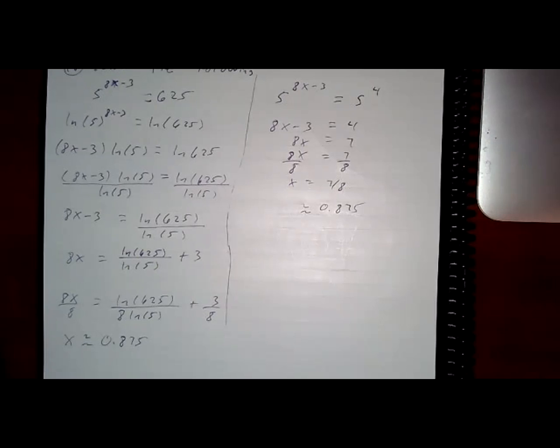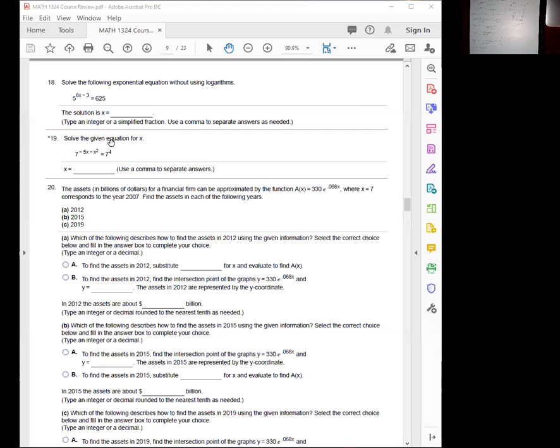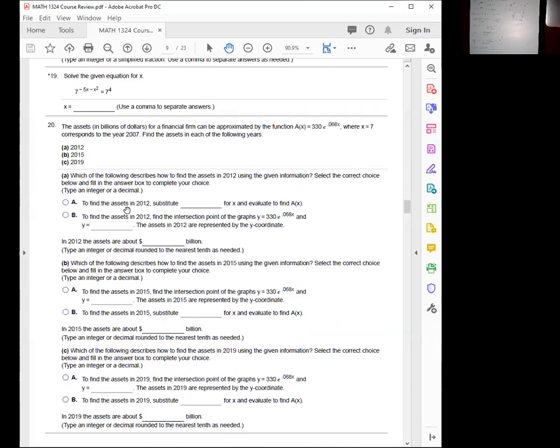All right. 19 is the same type of question, but notice how they're already 7. So you would just set this part equal to 4. And then you would start solving it like a quadratic. Now it's not too bad. Let's move on to 20.